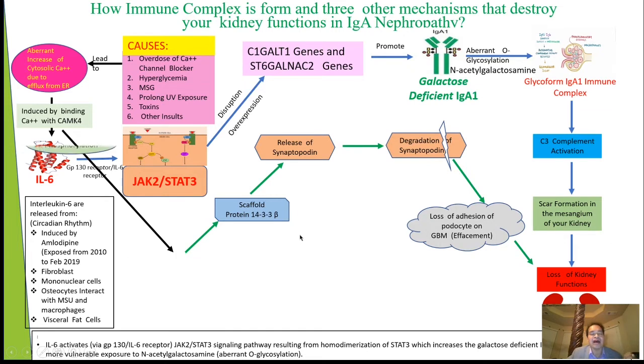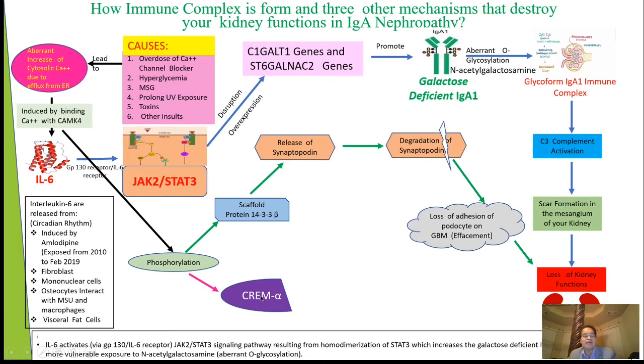Now, the second mechanism, which is also non-immune, comes from the same interaction and cuddling of calcium calmodulin-dependent protein kinase 4. It will also phosphorylate another protein called CREM alpha. You don't have to worry about the name or memorize it, but this CREM alpha will close the interleukin 2 locus and at the same time stimulate the production of another inflammatory cytokine, interleukin 17.